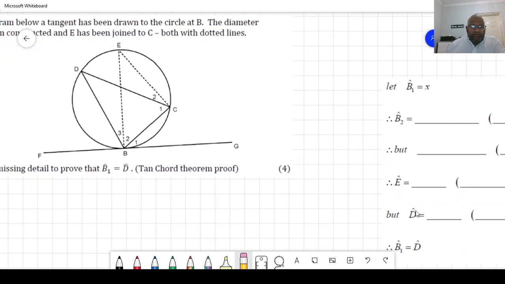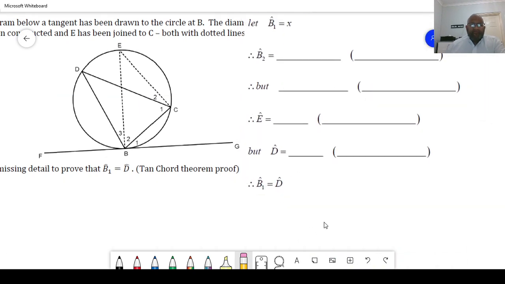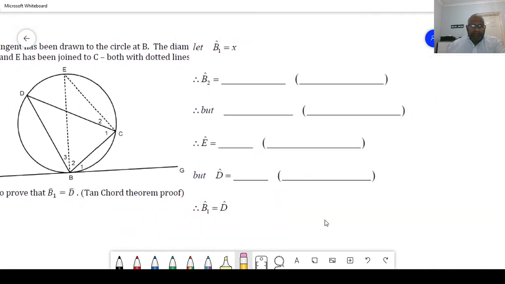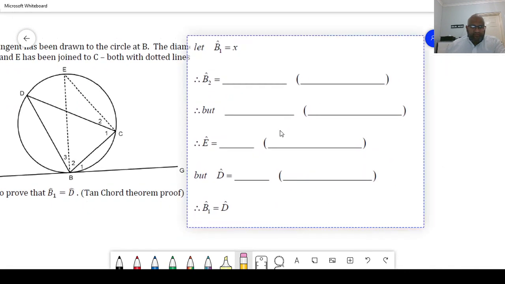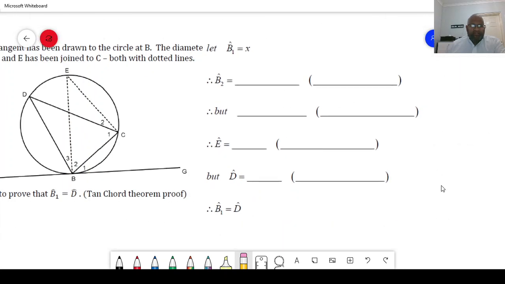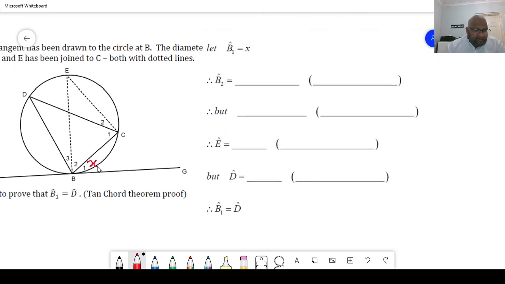Okay, so let's look at this here. So we have given you part of the proof, so you just had to fill in the missing statements and reasons here. Okay, so looking at where they started off, they told us let B1 equal x. Okay, with B1 equal to x, I'll put the x there. So we will answer this in terms of x now.